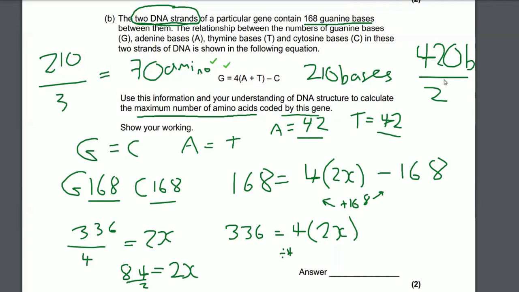You'll have done well if you got to the fact that there were 420 bases. You did pretty well. The hard bit was to realize that there are 2 DNA strands, obviously, of a particular gene. So that means you've got 2 lots of the gene. So you've got to divide by 2 to get 210 and then divide by 3 to get the number of bases.